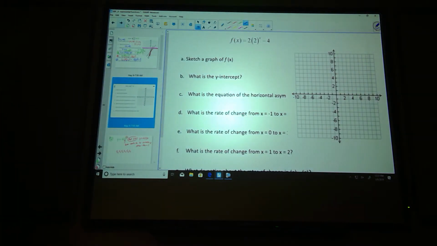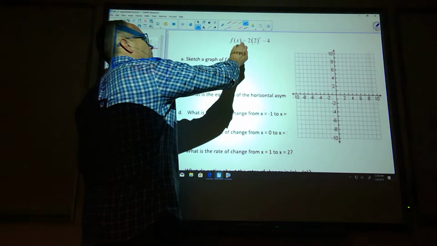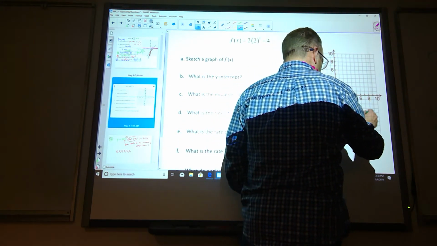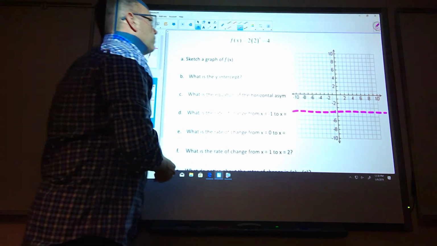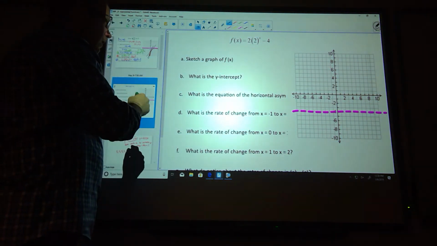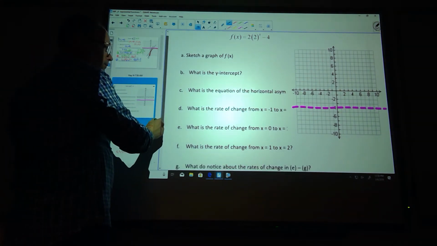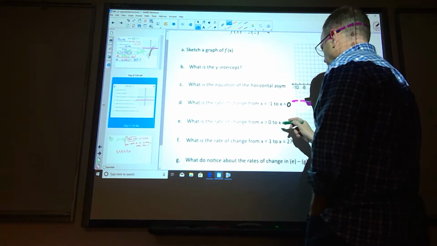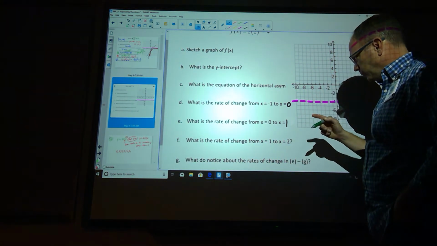All right. So let's try this one. They want us to graph it. So what does my horizontal asymptote appear to be? -4. Absolutely. Is that okay so far? And I think we're going to try and sketch this. -1, I think that goes to 0. 0 to 1. All right.